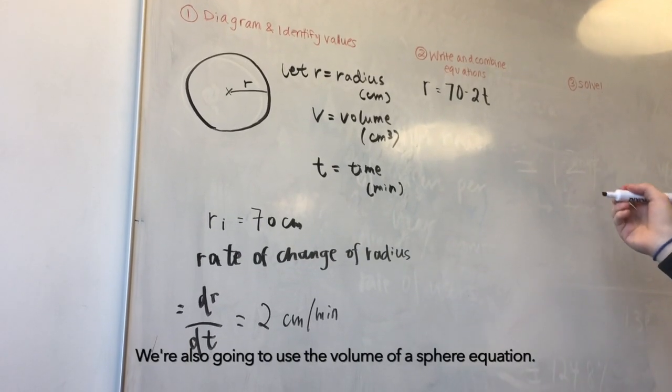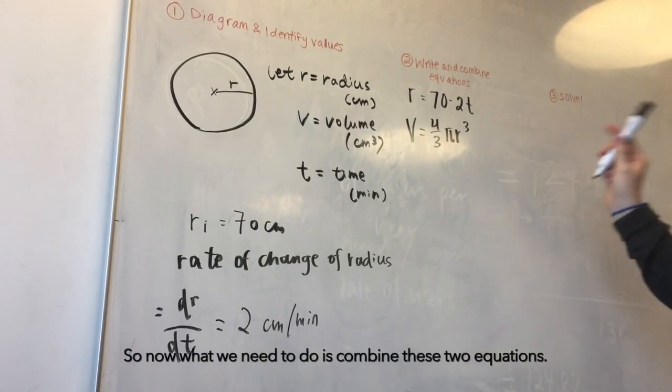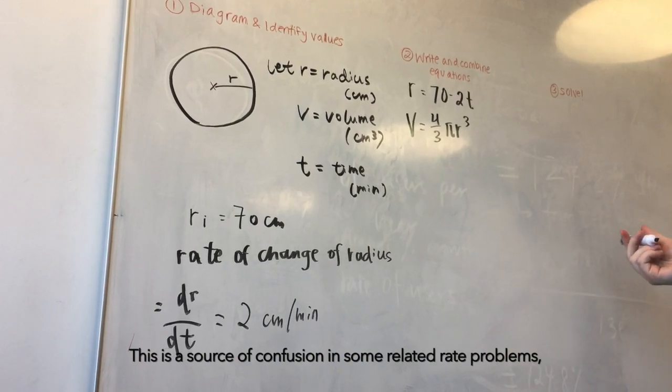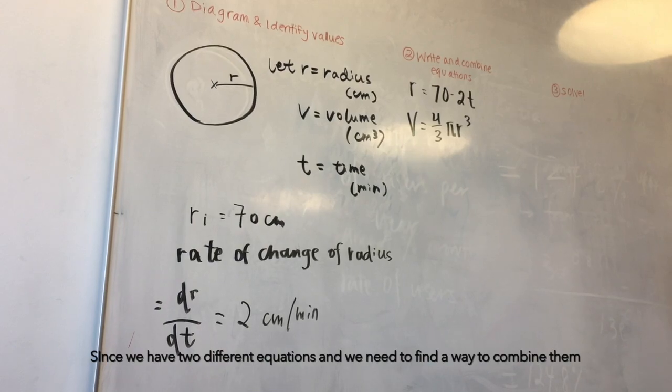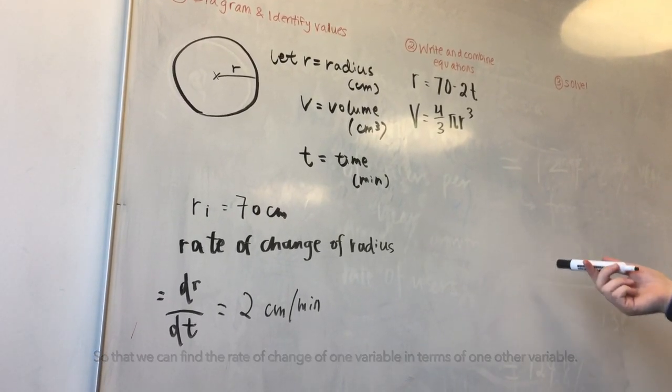And we're also going to use the volume for a sphere equation. So now what we need to do is combine these two equations. So this is a source of confusion in some related rate problems, since we have two different equations and we need to find a way to combine them so that we can find the rate of change of one variable in terms of one other variable.